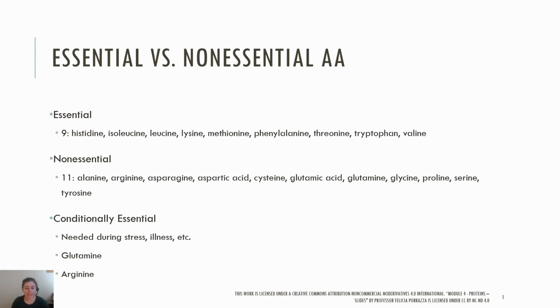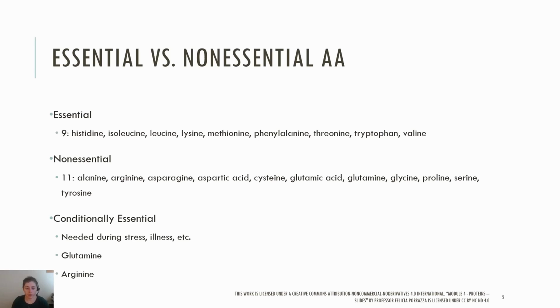There are 11 non-essential amino acids, which are those we can synthesize. These include alanine, arginine, asparagine, aspartic acid, cysteine, glutamic acid, glutamine, glycine, proline, serine, and tyrosine. These non-essential amino acids are still vital to protein synthesis and present in food.